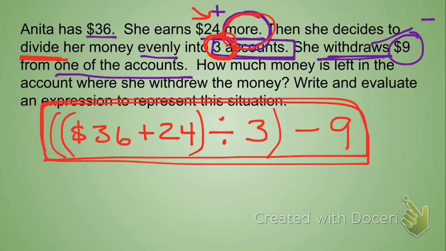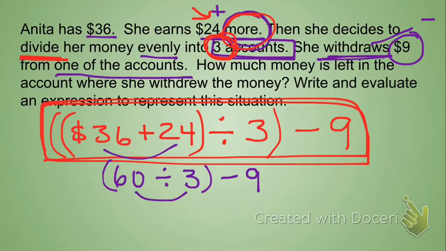Again, going back to our order of operations we talked about yesterday, it's really important. So we need to start with the innermost. That's this right here. So 36 plus 24, that is $60. I need to take that $60 and divide it by 3, but I still need to put that parentheses around it. And then go ahead and solve for this. 60 divided by 3, that would be 20.